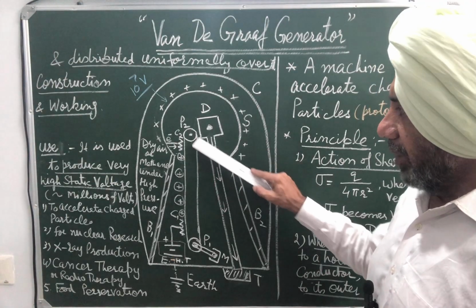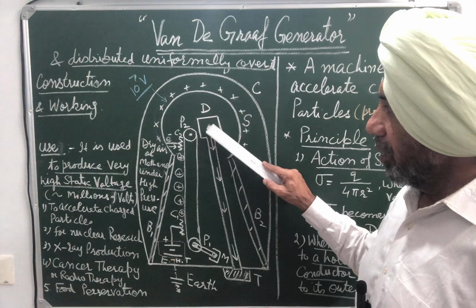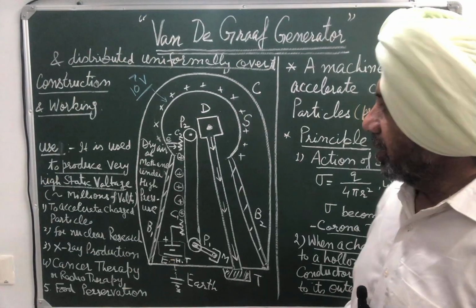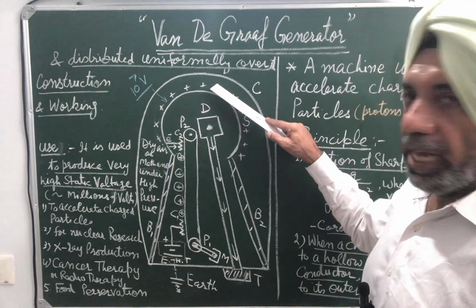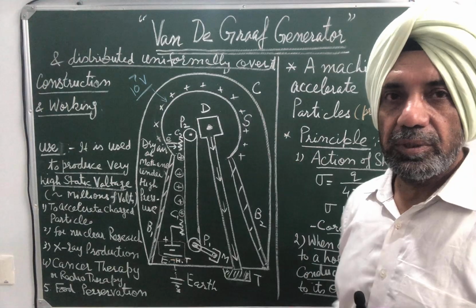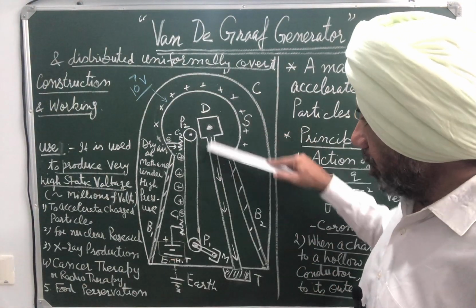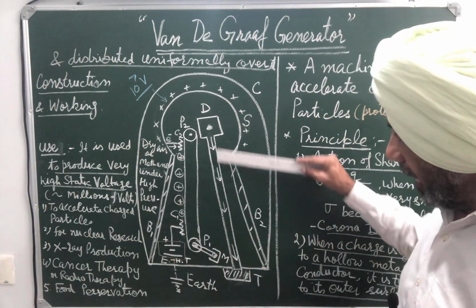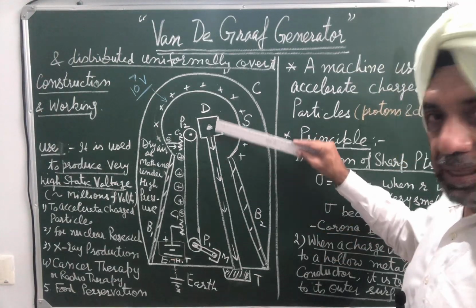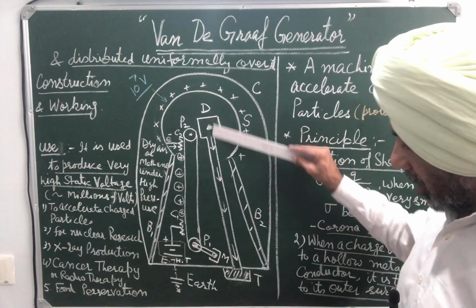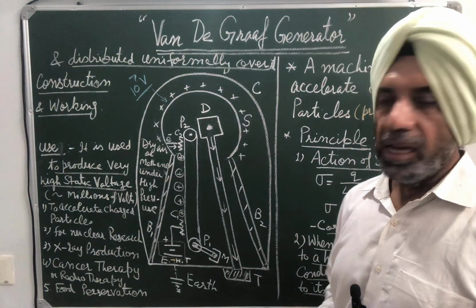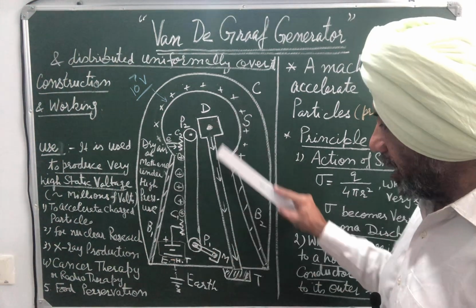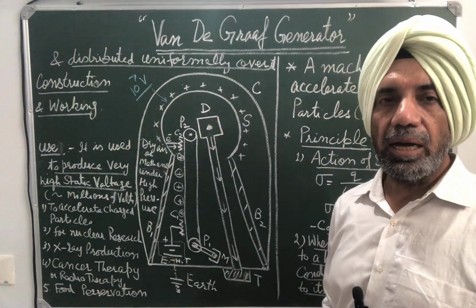Then what happens? These particles, say protons or neutrons, which are positively charged particles, are repelled due to this high positive potential. They gain velocity, they gain kinetic energy, and hence they get accelerated. And these accelerated charged particles with very high kinetic energy strike the target T. This is how this machine accelerates the charged particles and makes them strike on the target T.